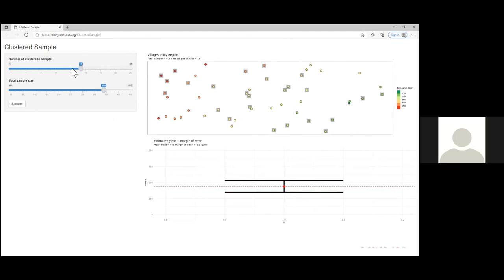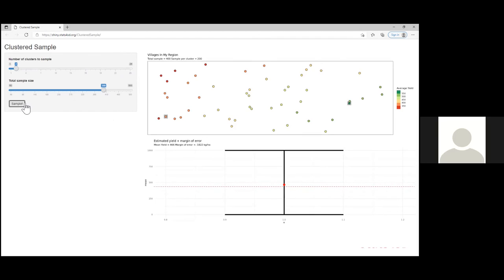If I go to the opposite extreme, let's say I've just picked 2 clusters, my margin of error becomes very large. Even though I've got 400 people in my survey, my margin of error is huge. And in this case, I do actually happen to have got something quite close to the right result because I got one high and one low.